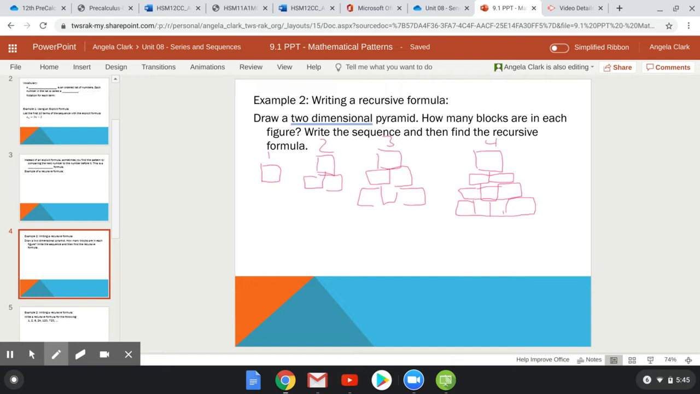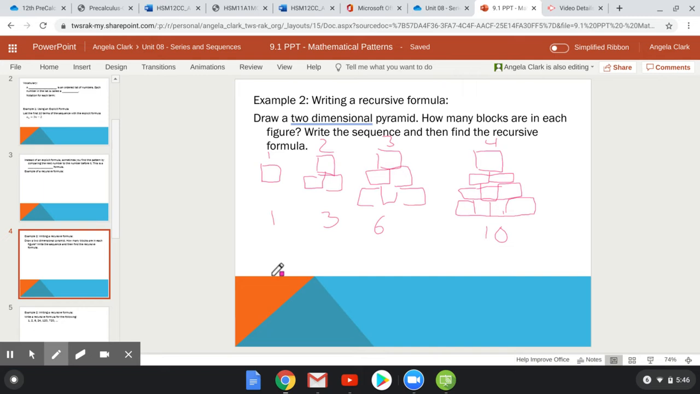So term 1 has 1 block, term 2 has 1, 2, 3 blocks. Term 3 has 3, 4, 5, 6 blocks. Term 4 has 6, 7, 8, 9, 10 blocks, right? And we could have drawn a 5th one, and that would have had 15 blocks, and so on. So we're going to figure out what our recursive formula is going to be.